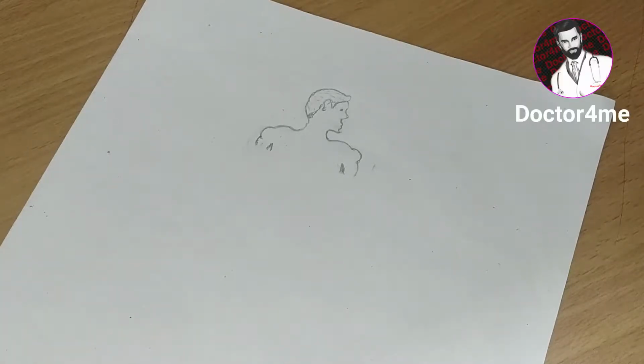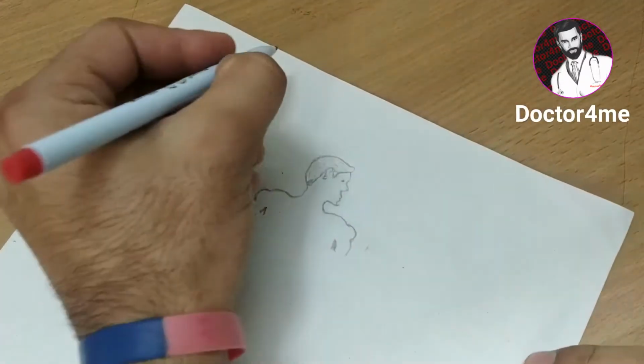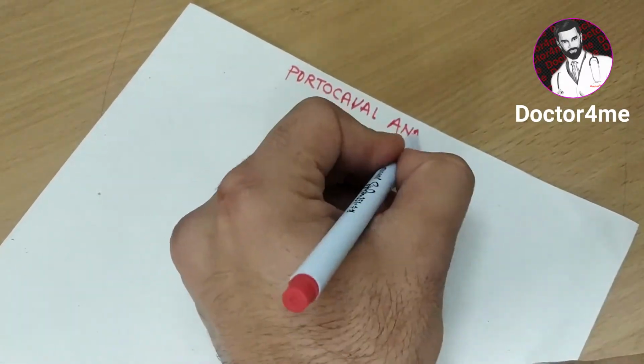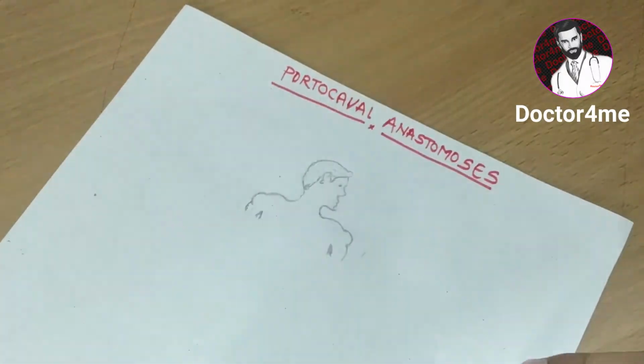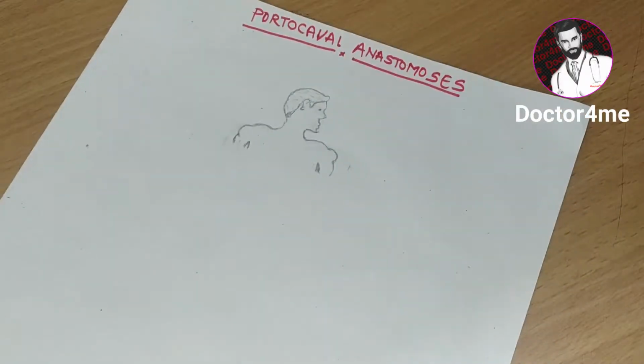Today we are going to talk about portocaval anastomosis, or portosystemic communication. It is simply called portocaval anastomosis, or portosystemic anastomosis. First of all, since it is a vascular system, we'll draw a picture of the venous vascular system.